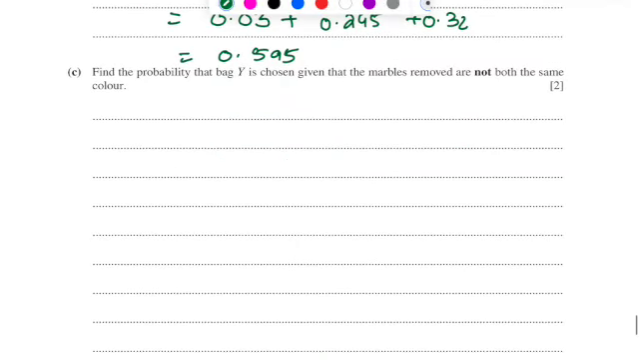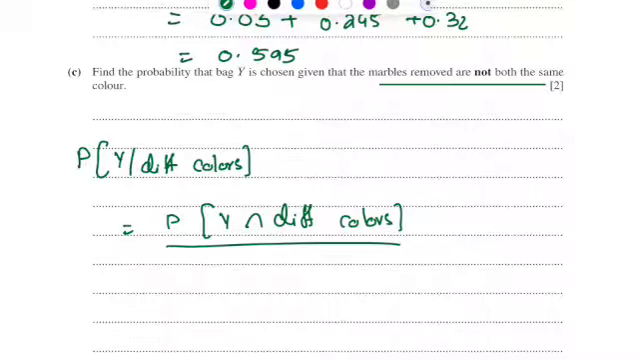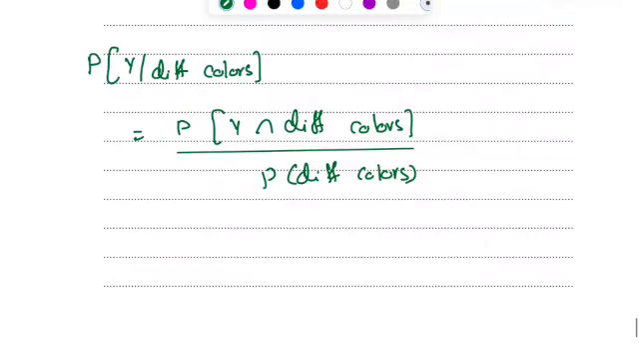So find the probability that bag Y is chosen given that the marbles removed are not both the same color. So probability of bag Y and different colors. They are of different colors, means probability of bag Y and different colors divided by probability of different colors. Probability of same colors, we got it out. So probability of different colors will be 1 minus this one. 1 minus 119 by 200 is going to be probability of different colors.